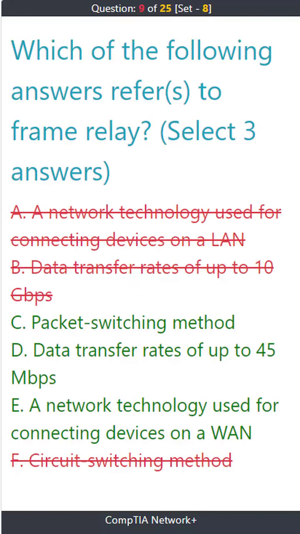The correct answers are C. Packet switching method, D. Data transfer rates of up to 45 Mbps, E. A network technology used for connecting devices on a WAN.